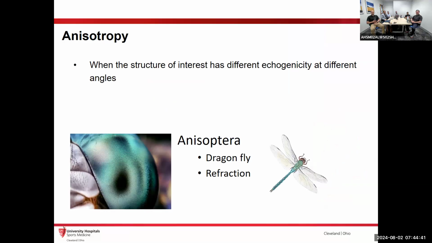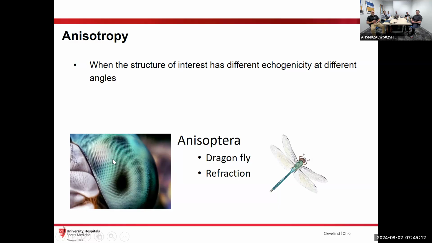And so you can change the hypo or hyperechogenicity, or the echogenicity, of the structure by your angle. And some structures are going to be more susceptible to that than others, and we call that anisotropy. Anisoptera is the official term for a dragonfly. And if you look at the dragonfly's eye under a microscope, this is what it looks like.